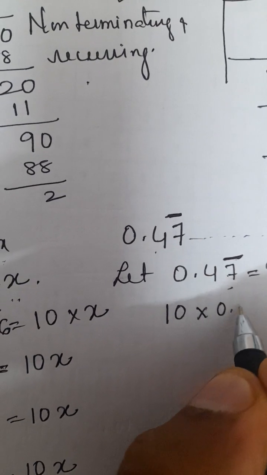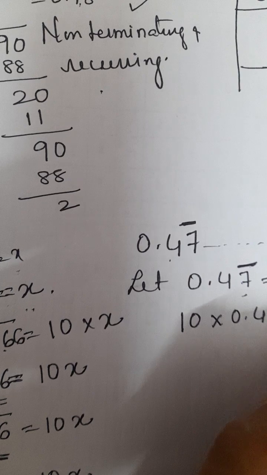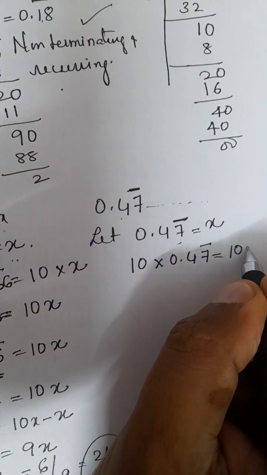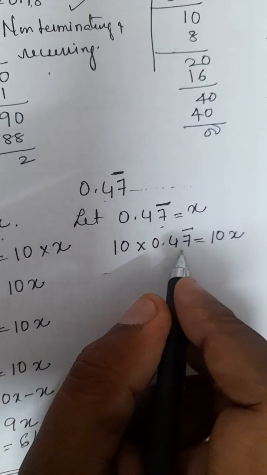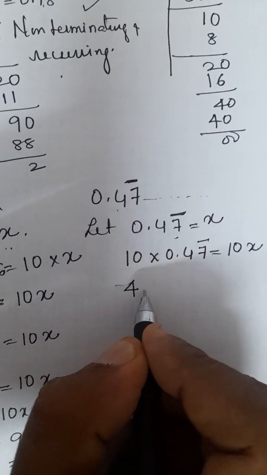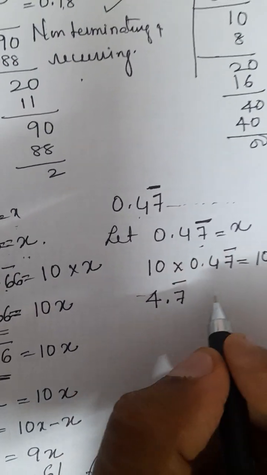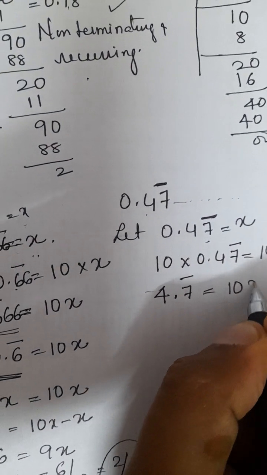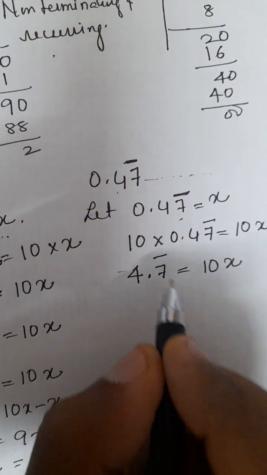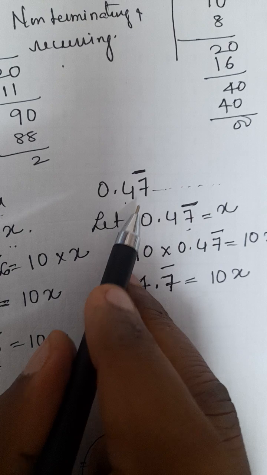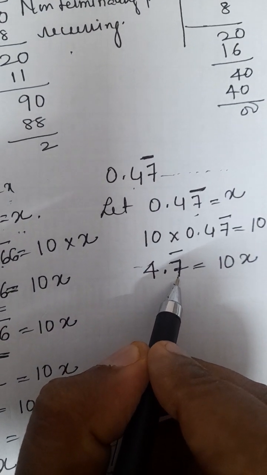10 into 0.47 bar is equal to 10x, right? So this becomes, how much when 4 comes aside, it becomes 4.7 bar is equal to 10x, right? Now this 4.7 bar, how can I write it in the format I want? So what will I do?